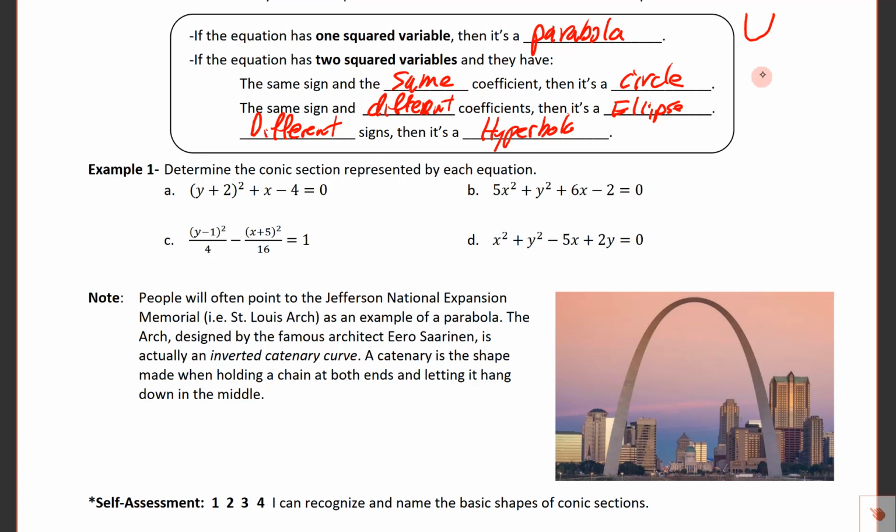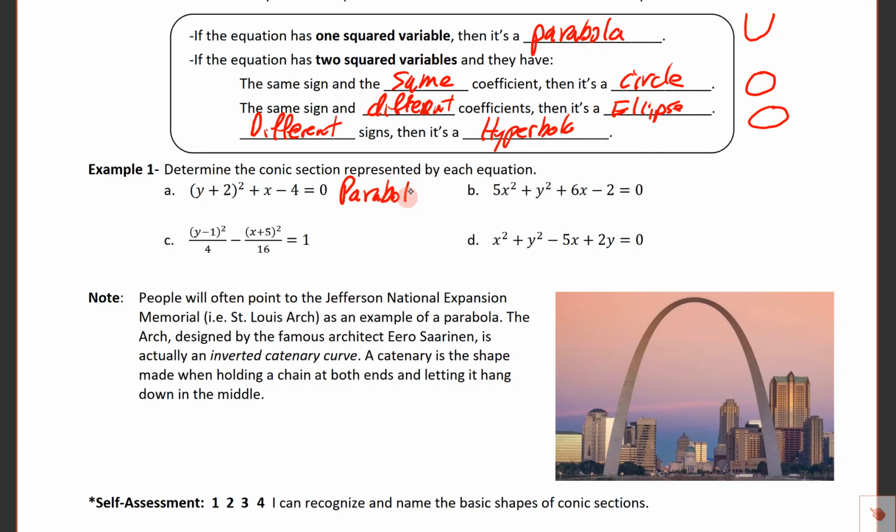If they have the same sign and the same coefficient, it's going to be a circle. If they have the same sign but different coefficients, so a different numeric coefficient out in front, then it's going to be an ellipse. And if they have different signs, it's going to be a hyperbola. So let's take a look at this one. There's one squared variable here, so that's a parabola.